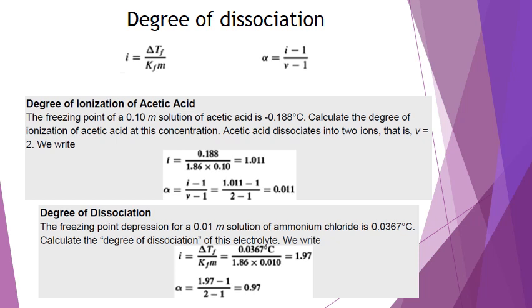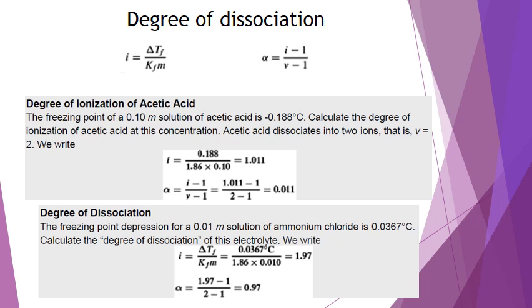After calculating the i, we can calculate the degree of dissociation. The degree of dissociation is i, the Van 't Hoff factor, minus 1, divided by v minus 1. The v is the number of ions generated in the solution. For example, if we have sodium chloride, the v is 2, because we have 2 ions generated in the solution. So by using these two equations, it can easily be used for the calculation of the degree of ionization.